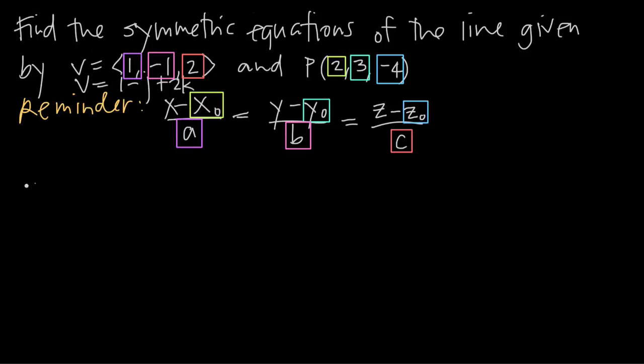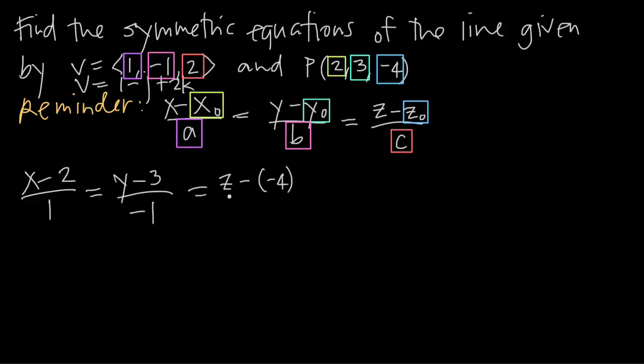We're going to take this formula and say x minus x sub 0, which we know is 2, divided by a, which we know is 1, equal to y minus y sub 0, or y minus 3, divided by b, which we know is -1, and then equal to z minus z sub 0, or z minus -4, divided by c, which we know is 2.